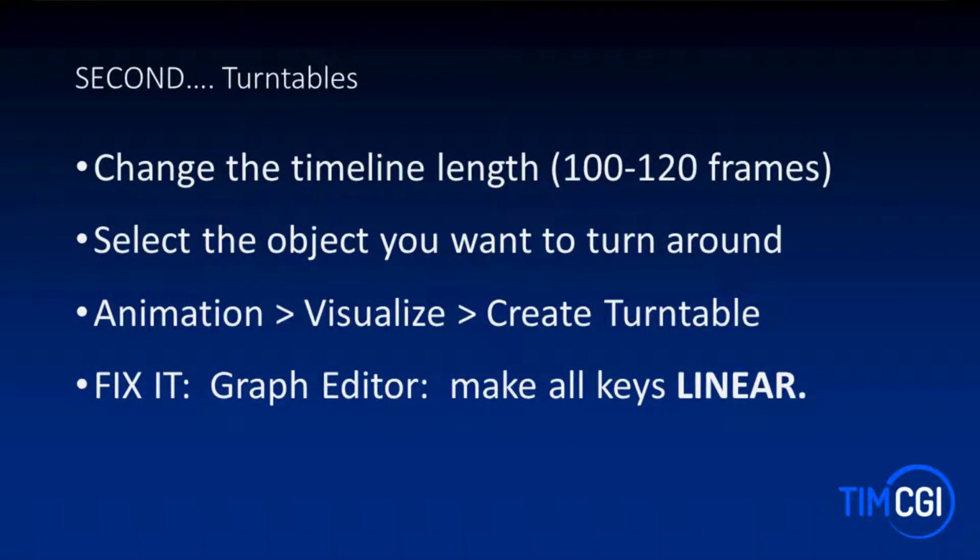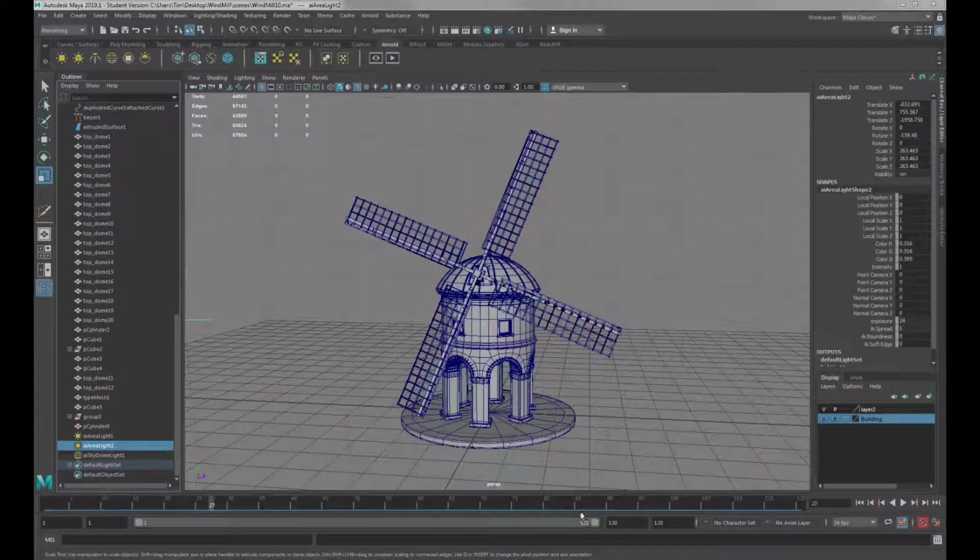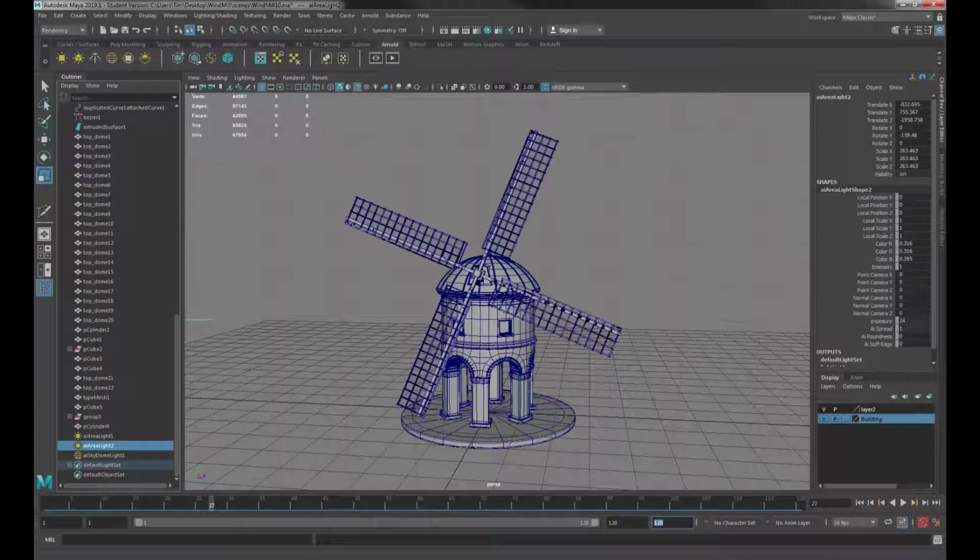Let's take a look at creating some turntables then. So the first thing that we're going to want to do is change the timeline length. You can see I have my timeline set here to 120 frames, right like that. You can always change those values right in here and type those in. I've already got mine set.